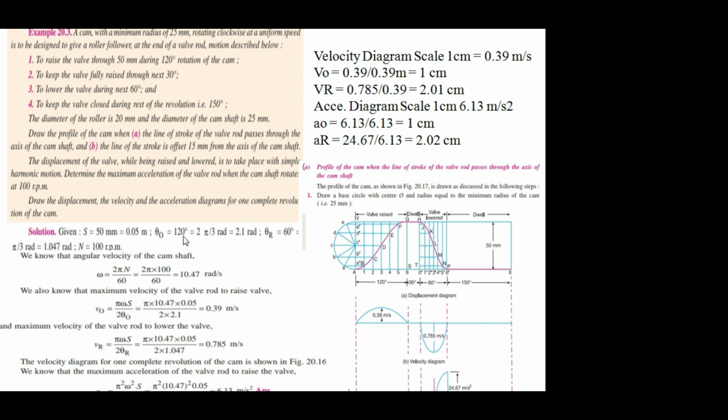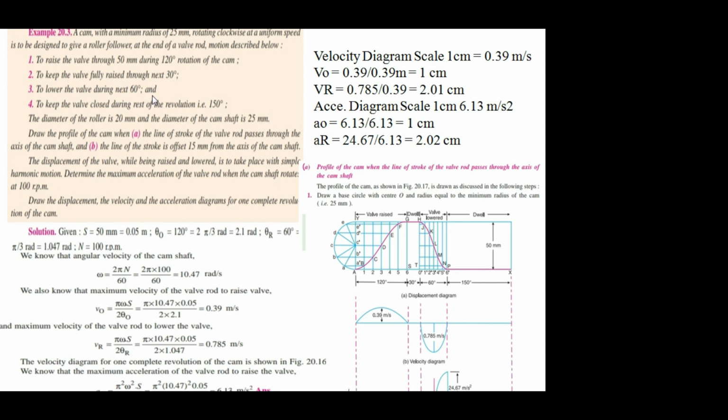During the first 120-degree rotation of cam, the follower is to rise, that is the valve rod of an IC engine is to rise during 120-degree rotation of the cam. So it is the outstroke of the follower. Then next is to keep the valve fully raised for the next 30 degrees. So during the next 30-degree rotation of cam, the follower, that is the valve rod, is at rest position. So this is the dwell number 1.